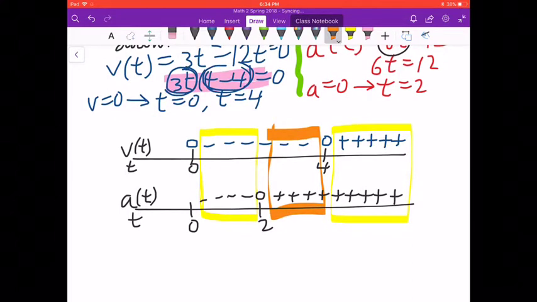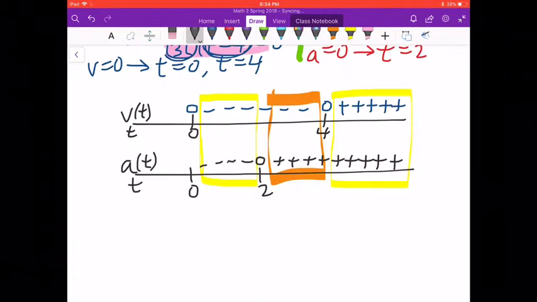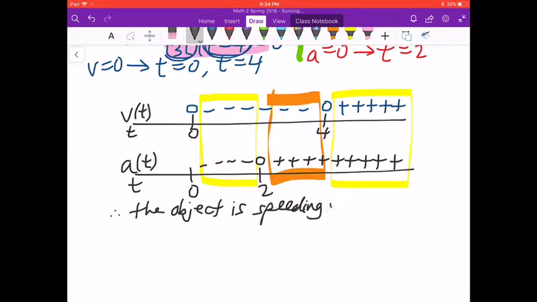All right, so then we'll just write a little statement down at the bottom. Here we go. Therefore, the object is speeding up on 0 to 2 and 4 to infinity.